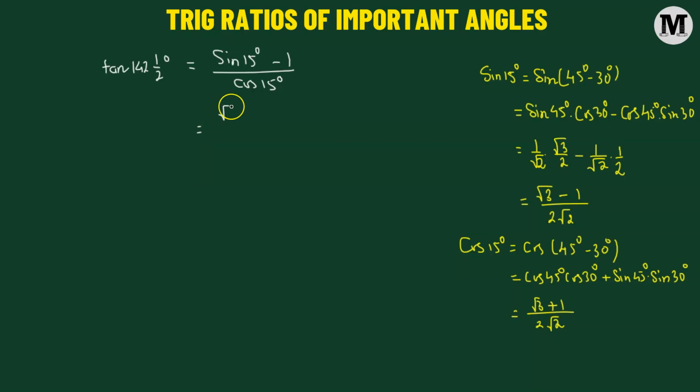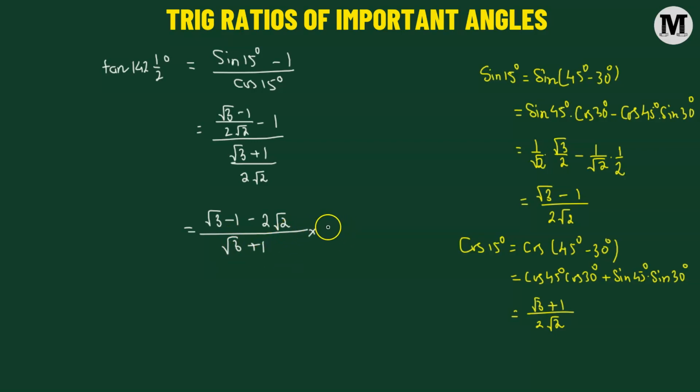We're going to get square root of 3 minus 1 divided by 2 times square root of 2 minus 1, whole divided by square root of 3 plus 1 divided by 2 times square root of 2. The simplification gives us square root of 3 minus 1 minus 2 times square root of 2 divided by square root of 3 plus 1. We're going to multiply the numerator and the denominator by the conjugate of the denominator, so that's square root of 3 minus 1.